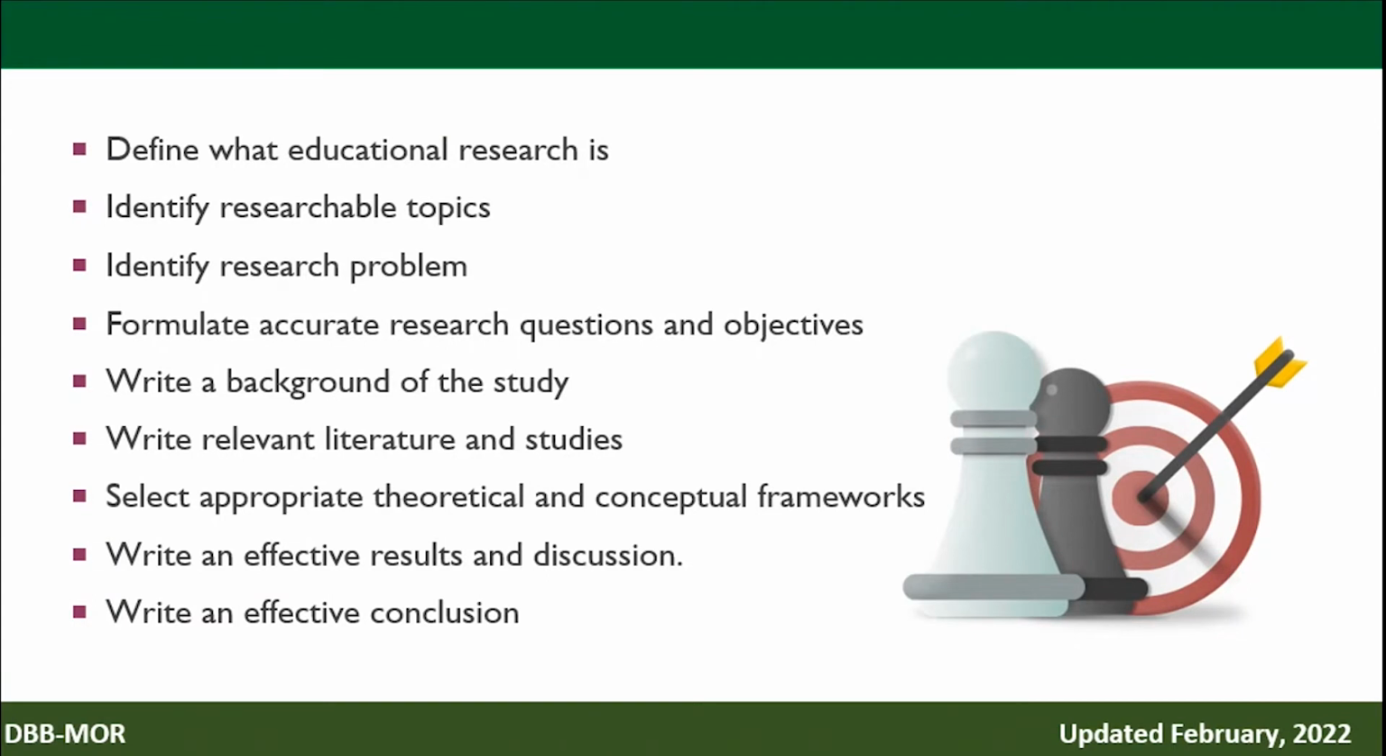Here, our objectives are the following: define what educational research is, identify researchable topics, identify the research problem. But of course, we have already identified our topics, our problems, considering our concept paper. Then formulate accurate research questions and objectives, write a background of the study, write relevant literature and studies. But in the syllabus, since especially in this time of the pandemic, it's very difficult for us to go to the library to look for related literature. You may use the sites or the websites included in your syllabus.